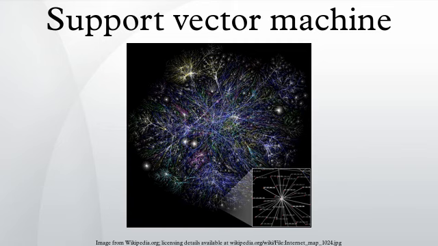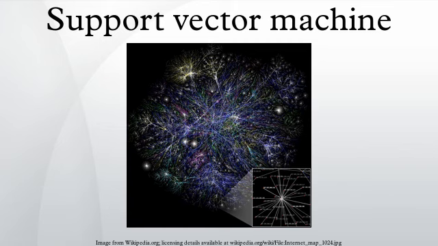Whereas the original problem may be stated in a finite dimensional space, it often happens that the sets to discriminate are not linearly separable in that space. For this reason, it was proposed that the original finite dimensional space be mapped into a much higher dimensional space, presumably making the separation easier in that space. To keep the computational load reasonable, the mappings used by SVM schemes are designed to ensure that dot products may be computed easily in terms of the variables in the original space, by defining them in terms of a kernel function selected to suit the problem.